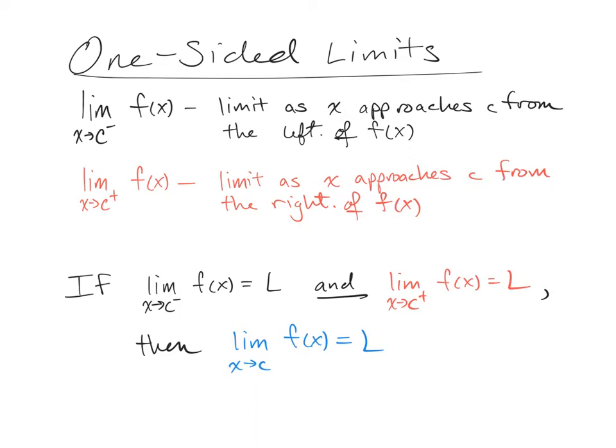One other thing I want to make clear up here is just a little bit more vocabulary. I said it, but I didn't write it. When you see that negative as the exponent, we could also call this a left-sided limit. And here we could also call this a right-sided limit.